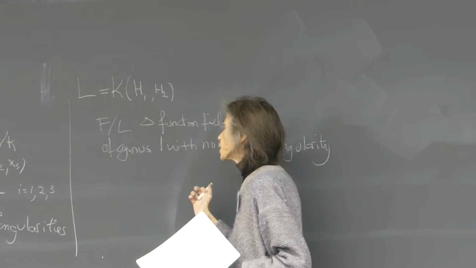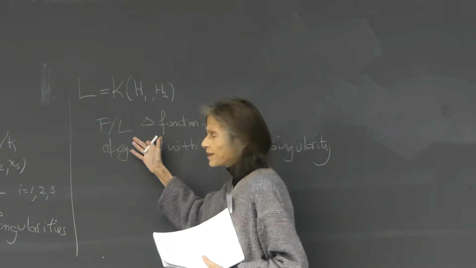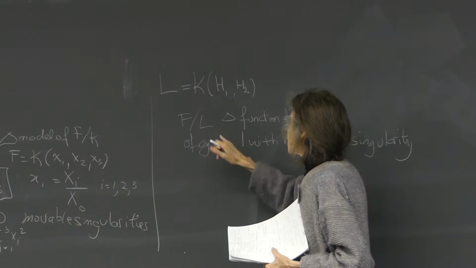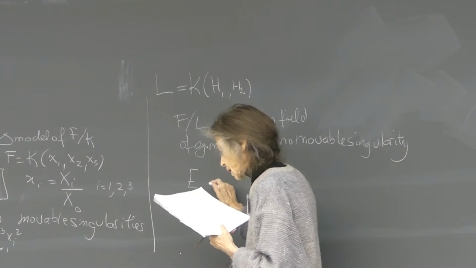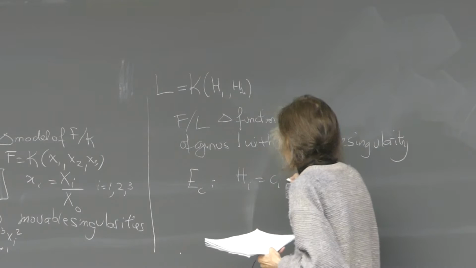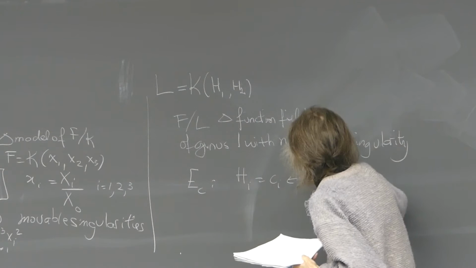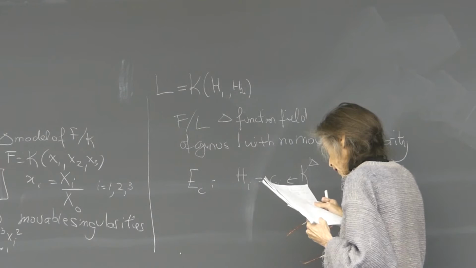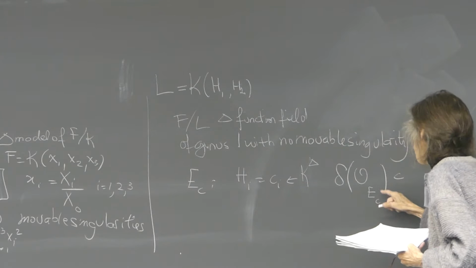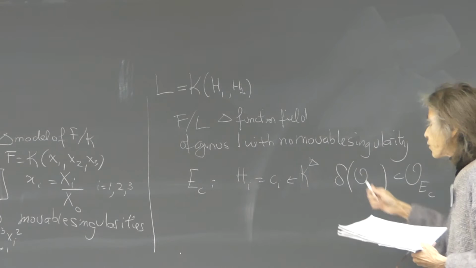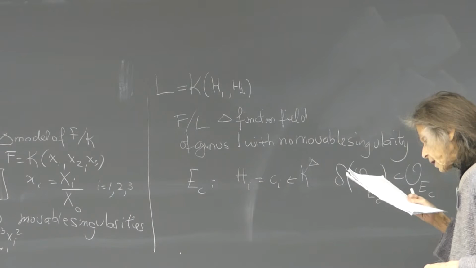This elliptic curve has no singularities at infinity. In this new view of the extension, if you define this elliptic curve E sub C by the equations h_i equals c_i, where the c_i are constants in K, then this derivation, just one derivation, sends the regular sheaf of E_C into itself. And so you have to check. And so you got your strongly normal extension.